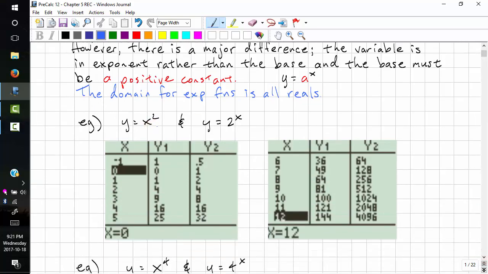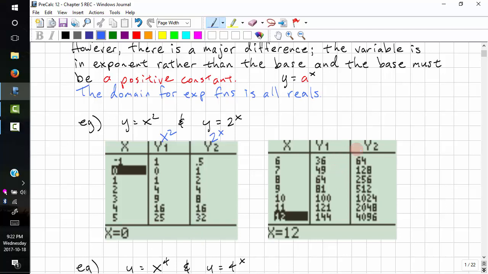So let's take a look at x squared versus 2 to the power of x. Here we have our table of x's, and here we have x squared and 2 to the power of x. 0 squared is 0, 1 squared is 1, 2 squared is 4, 3 squared is 9, and so on. However, if we look at 2 to the x, 2 to the 0 is 1, 2 to the 1 is 2, 2 to the 2 is 4, 2 to the 3 is 8, 2 to the 4 is 16, and 2 to the 5 is 32.